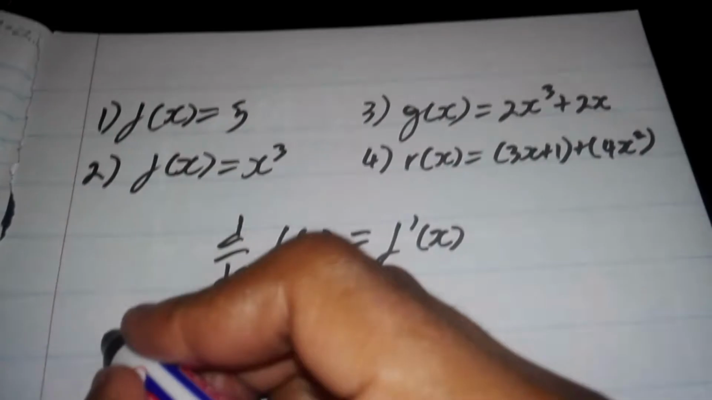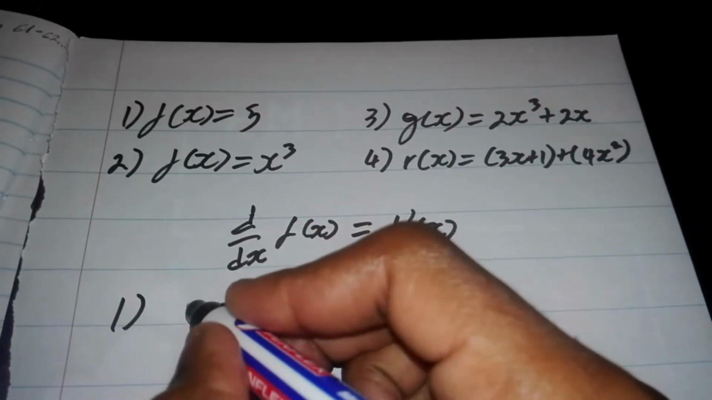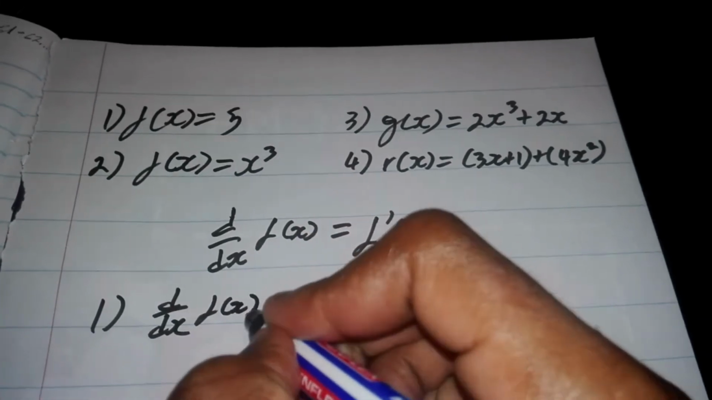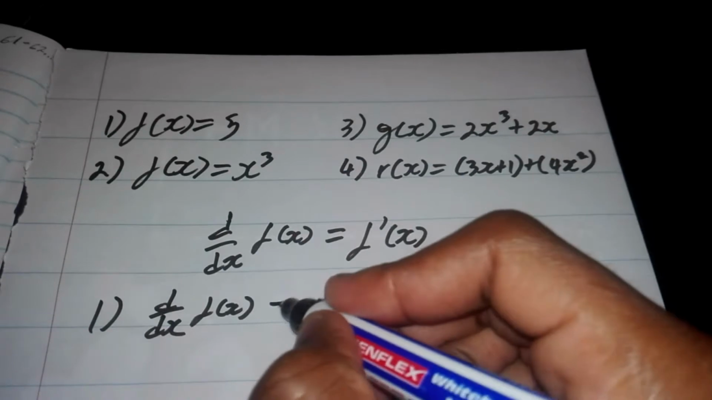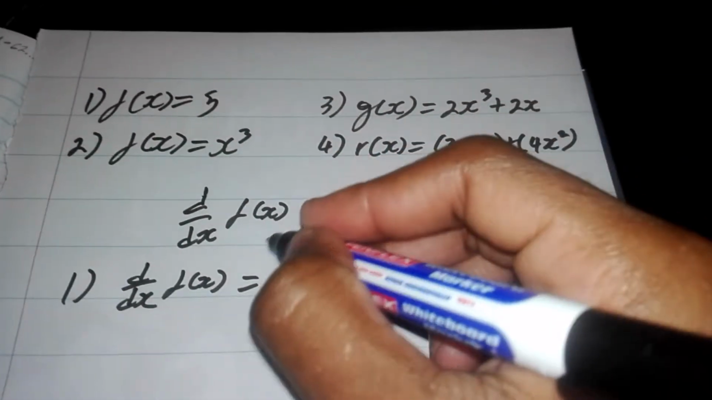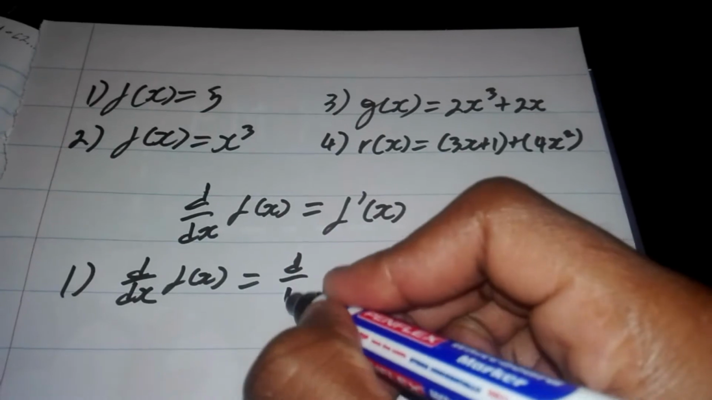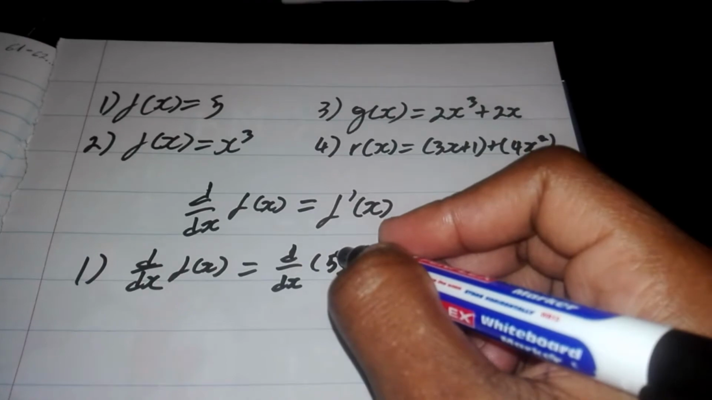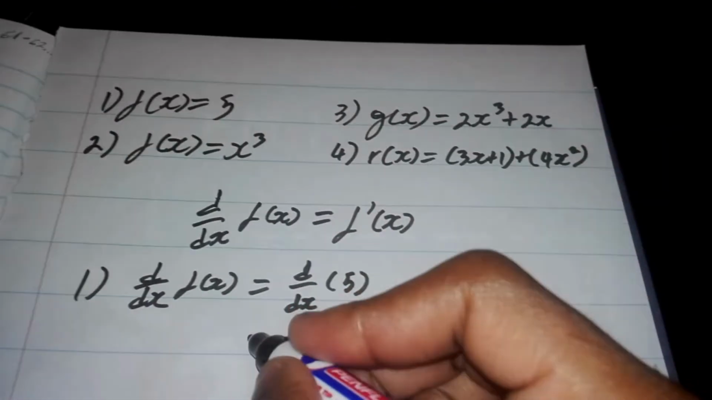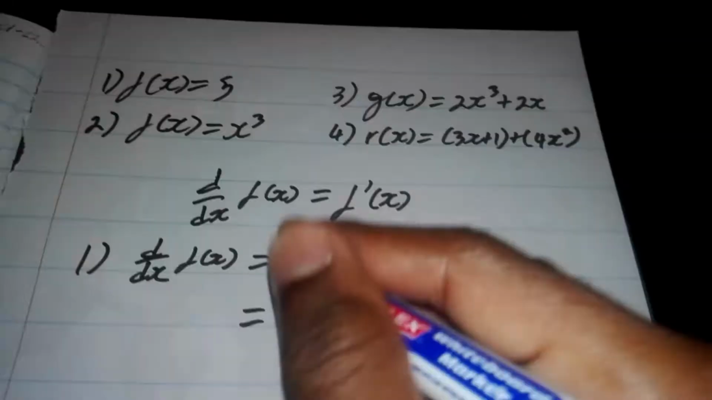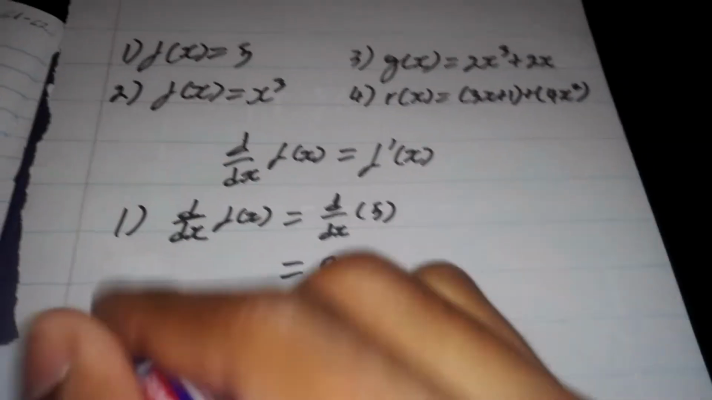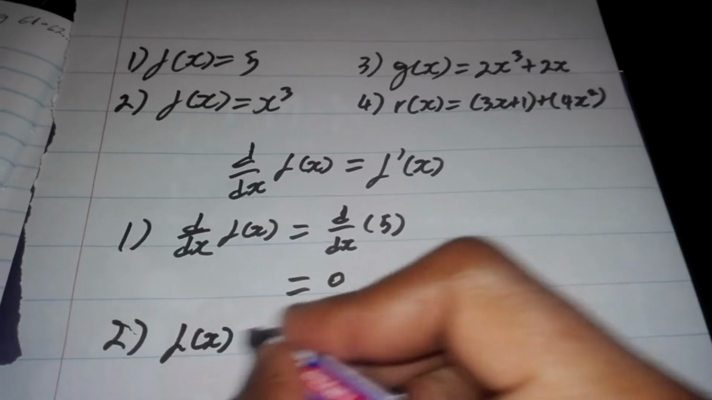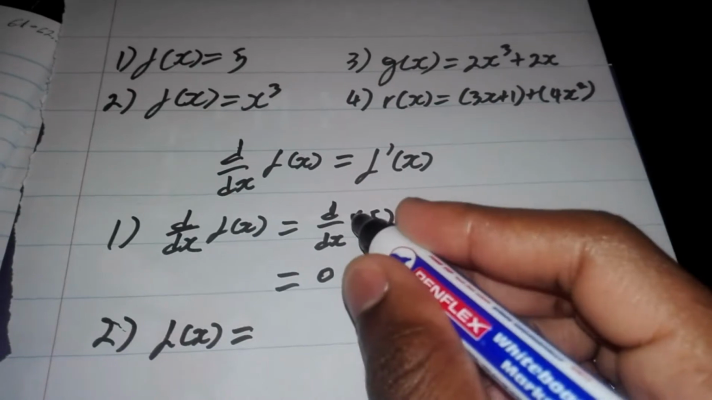Number one, d over dx of f at x. This is the same as the derivative of f at x. This is the same as d over dx of 5. Remember from the rules of differentiation, bullet point 1 says the derivative of a constant number is what? 0. Yes.